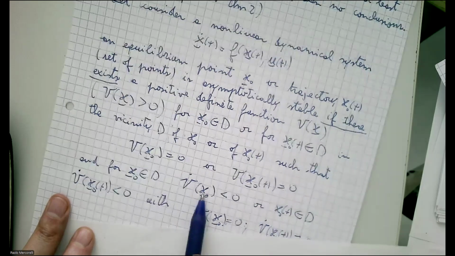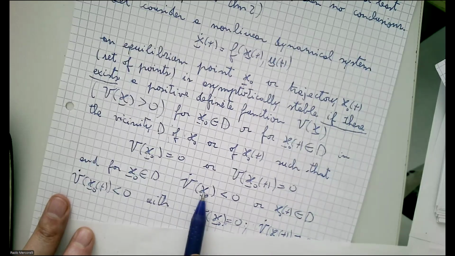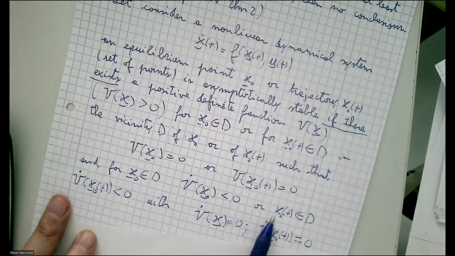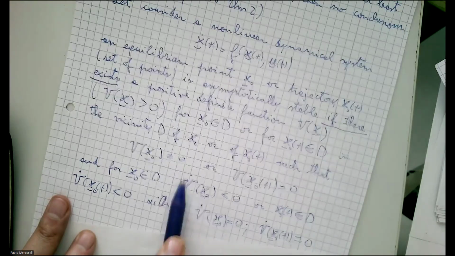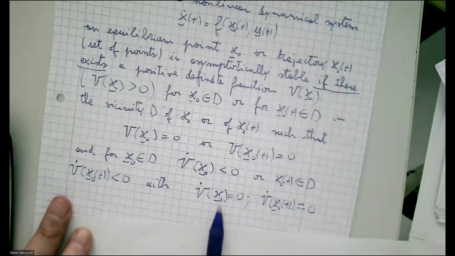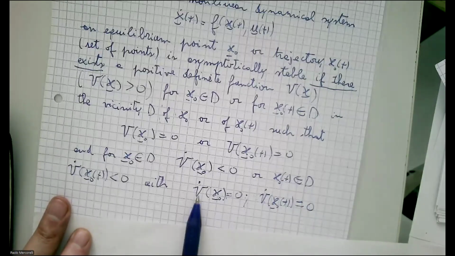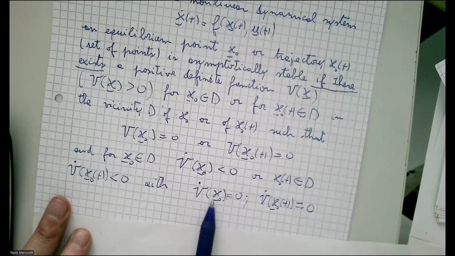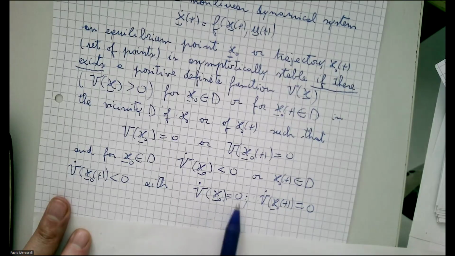The derivative at this x0, equilibrium point or desired point or desired trajectory, must be negative. The derivative, this means with respect to the time. And exactly at this x0, the derivative must be zero.